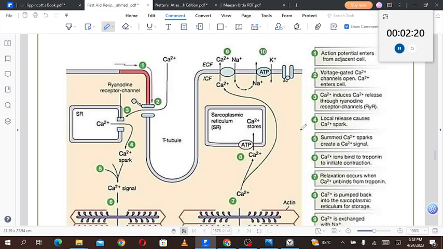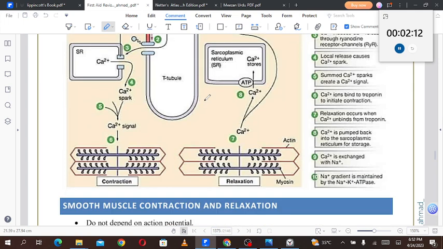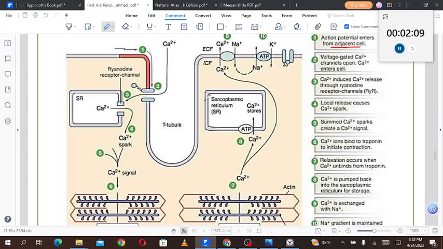So there's a pictorial representation. We'll see this diagram. Firstly, point number 1 is the action potential enters from the adjacent cell. So from the adjacent cell, what's that? Okay, this is the sarcoplasmic reticulum, but I guess this is the right picture.